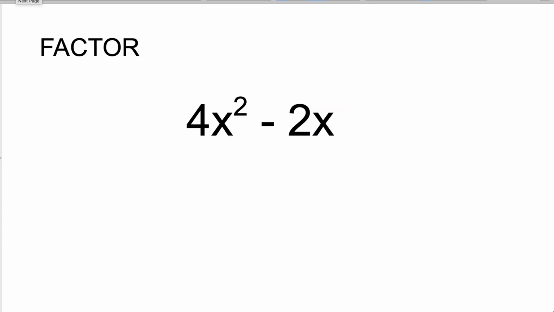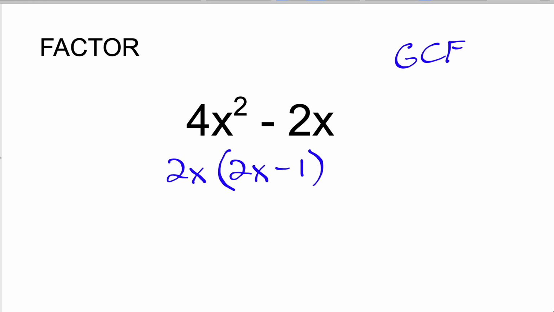Factoring, a quick factoring review. I'm going to go through several different types here. First one is GCF, greatest common factor. So I'm going to divide each of these. They're both divisible by 2x. So now I'm going to divide them both by 2. So 4 divided by 2 is 2. X squared divided by x is x. Minus, and then 2x divided by 2x is 1. Remember, whenever you take a number divided by itself, it is 1.